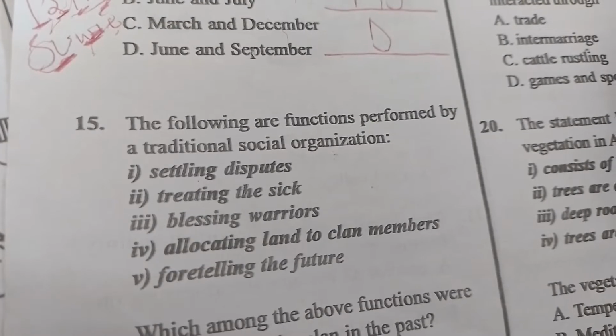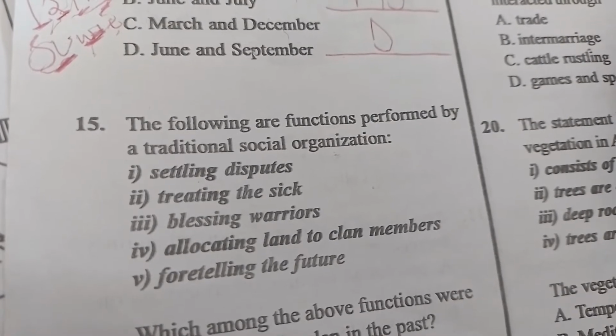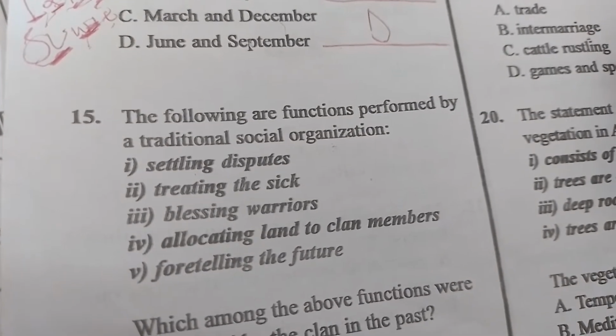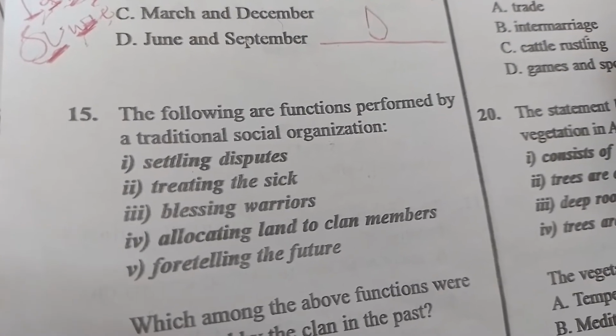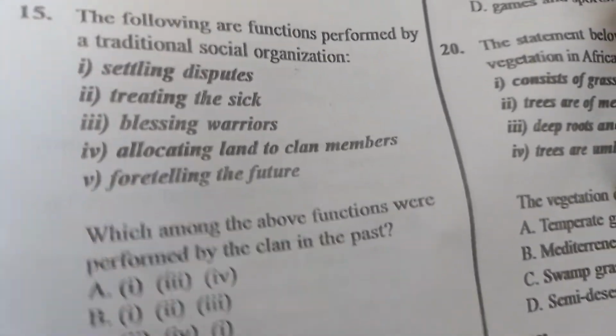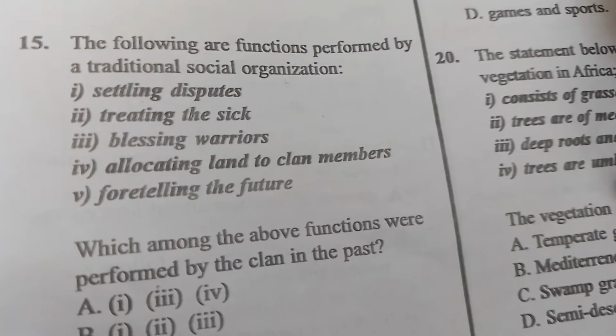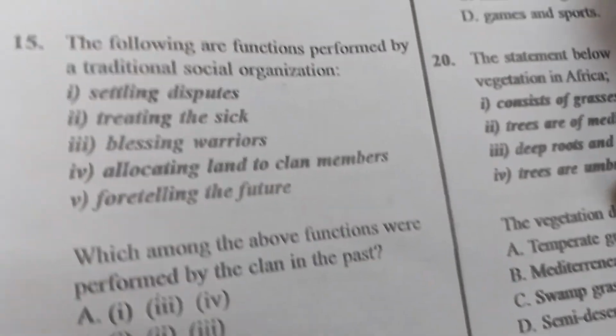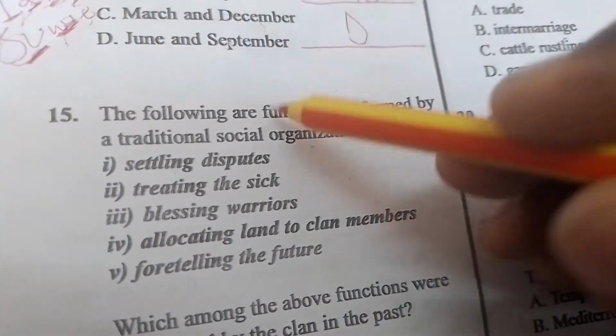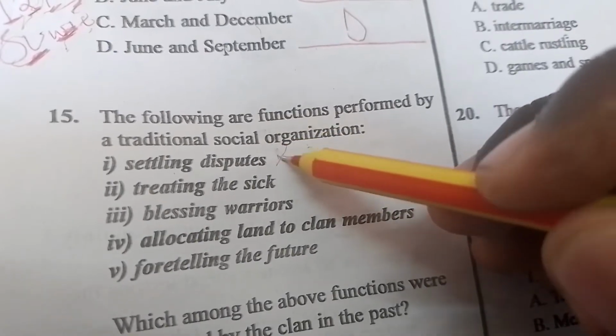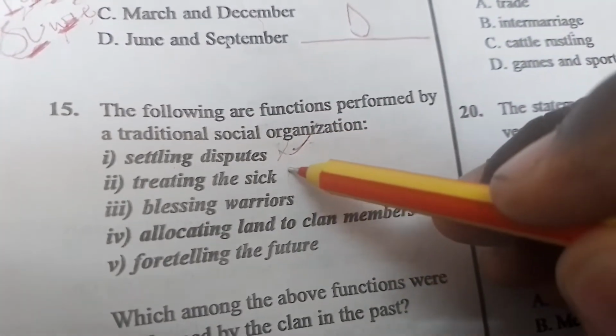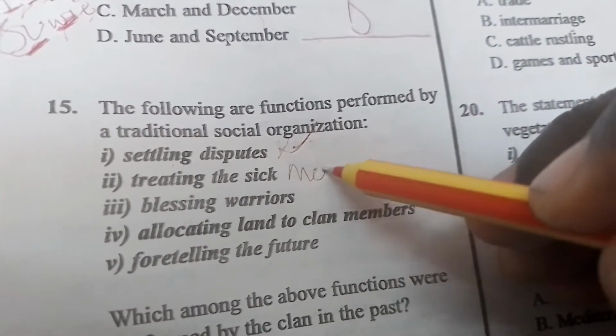The following are functions performed by the traditional social organization: settle disputes, treating the sick, placing the warriors, allocating land to the clan members, foretelling the future. Which among the following were performed by the clan in the past? Solving of disputes was the major one. Treating the sick, we had the medicine people.